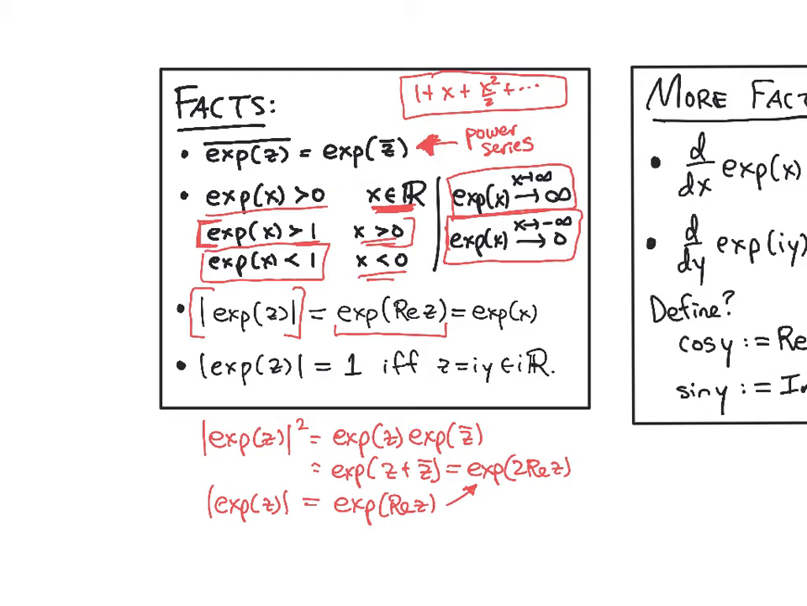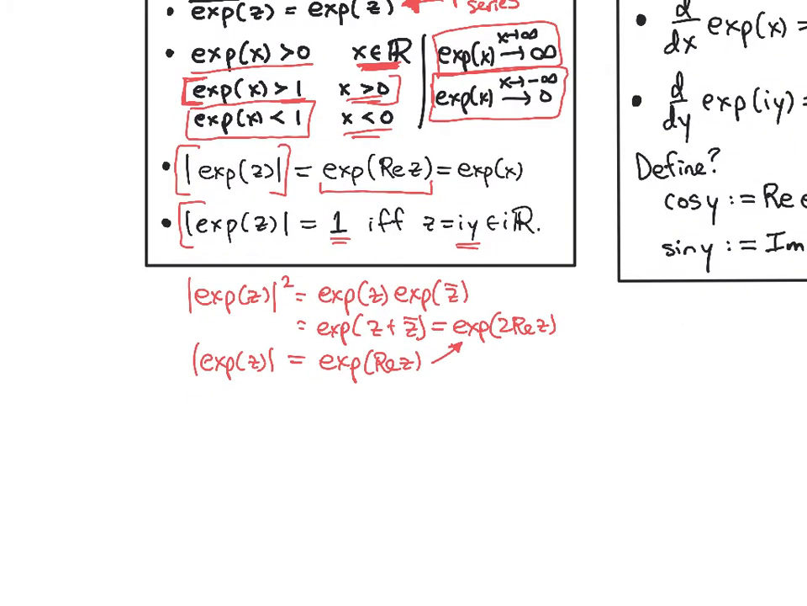Okay, from this property you can deduce that if you get exponential of z having modulus 1, you have to have z being purely imaginary. That's just by the property shown above, that the modulus of exponential of z is exp of x, and we know by these properties here that the only way to get the exponential equal to 1 is if x is 0, meaning the real part is 0, meaning z is purely imaginary.